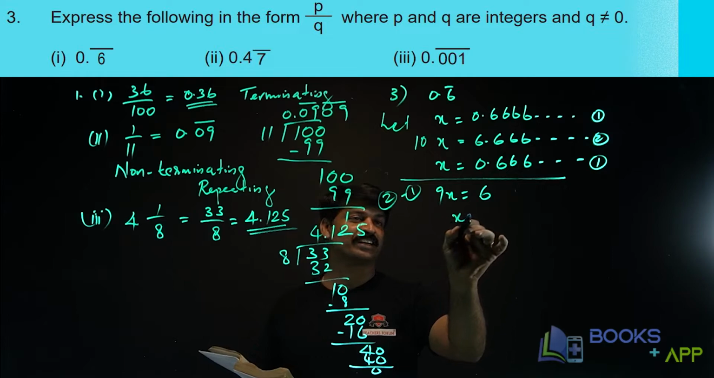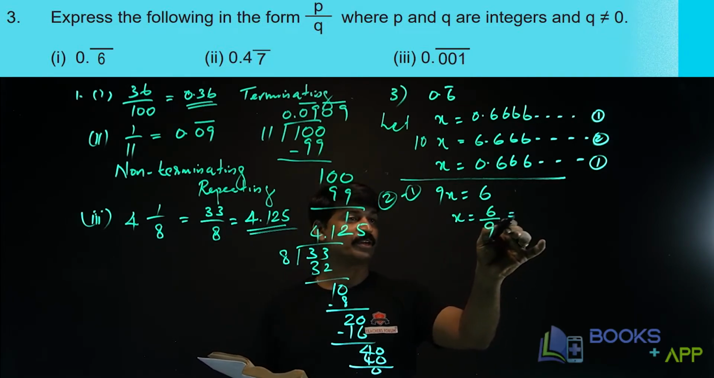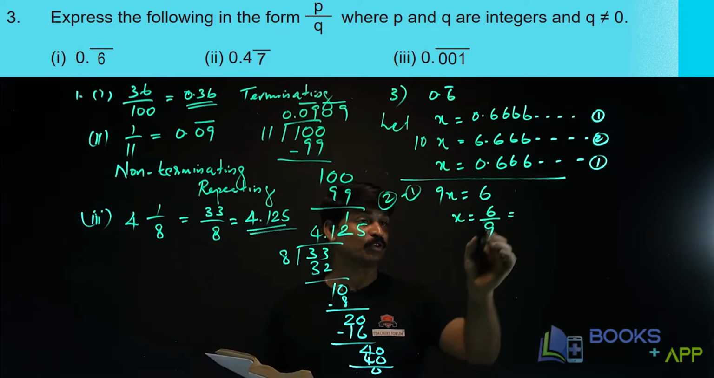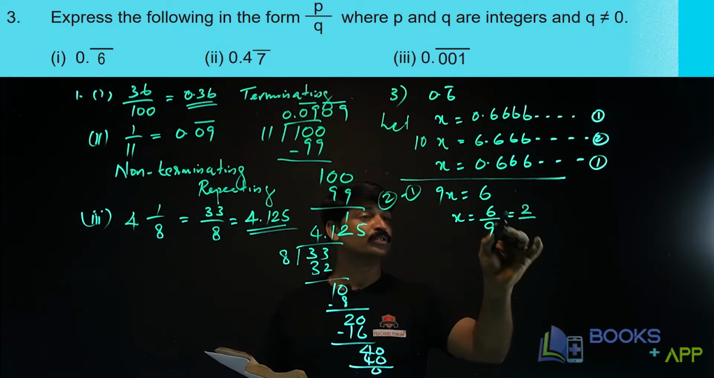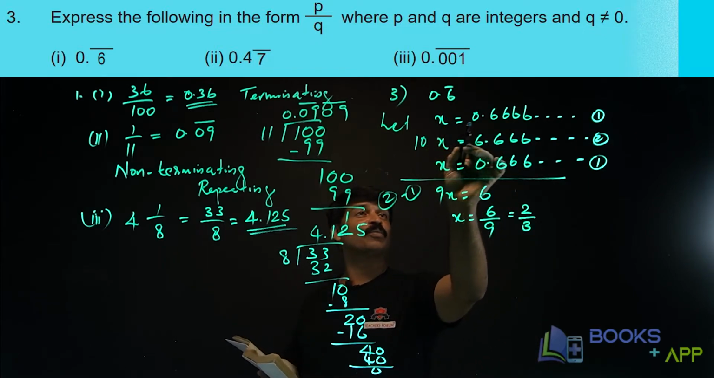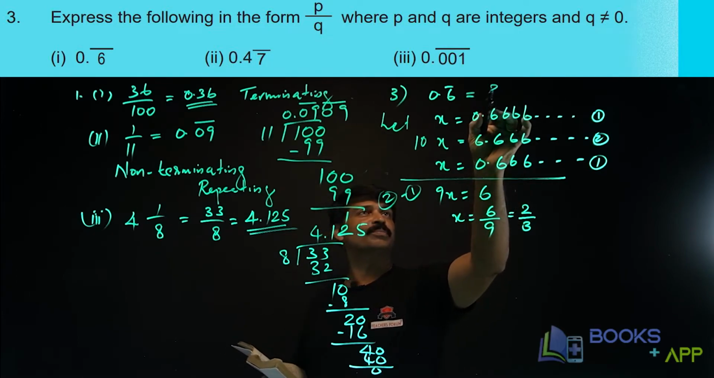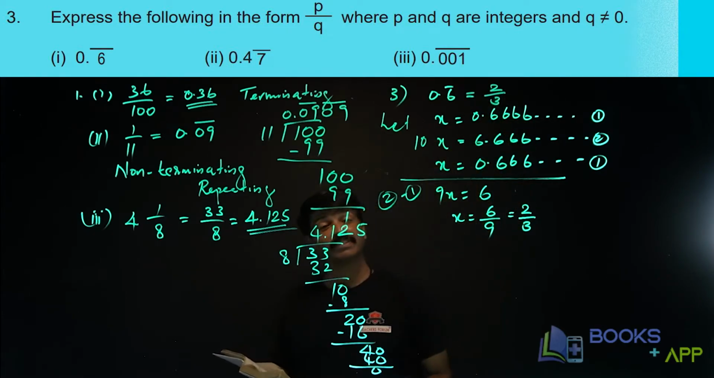Then what is x, children? X is equal to 6 by 9. You see, 3 is common. You can divide throughout by 3. Then what you will be getting? X is equal to 2 by 3. So what is x? X is equal to 0.6 bar. So 0.6 bar is equal to 2 by 3. That is of the form what? P by Q. I think it is clear to you.